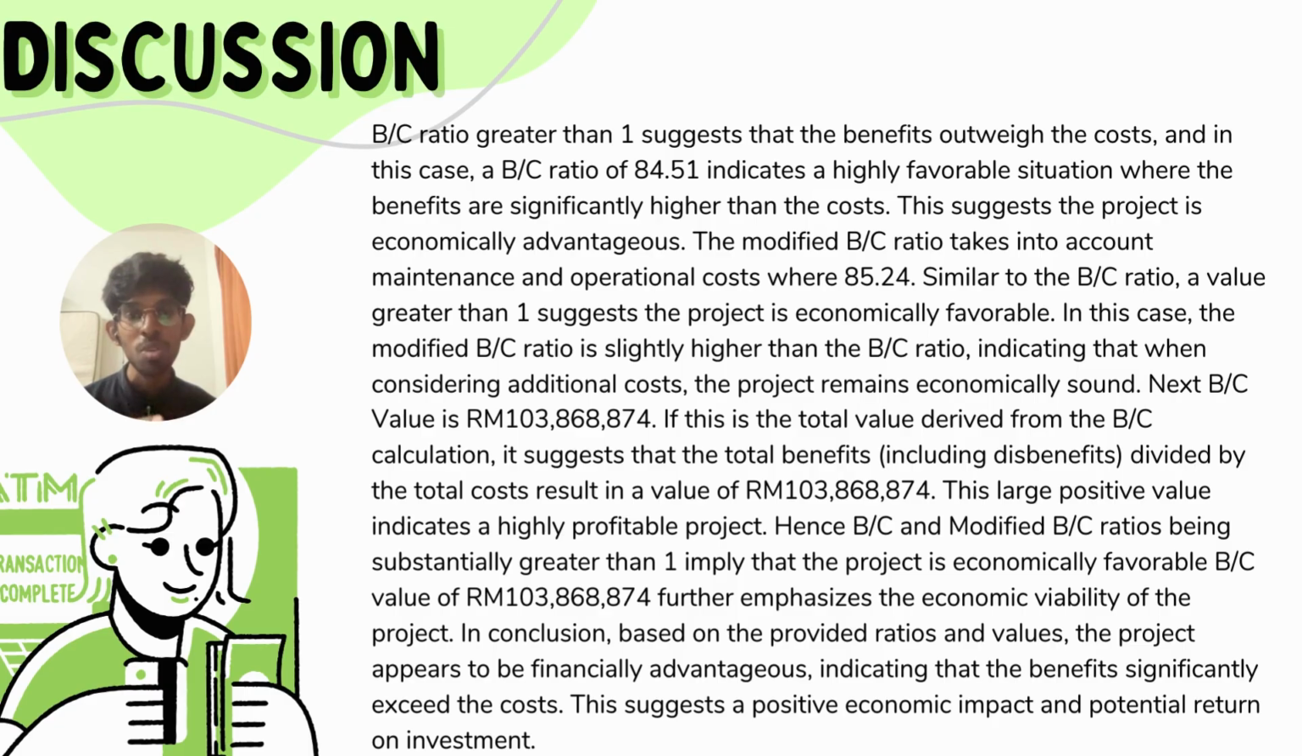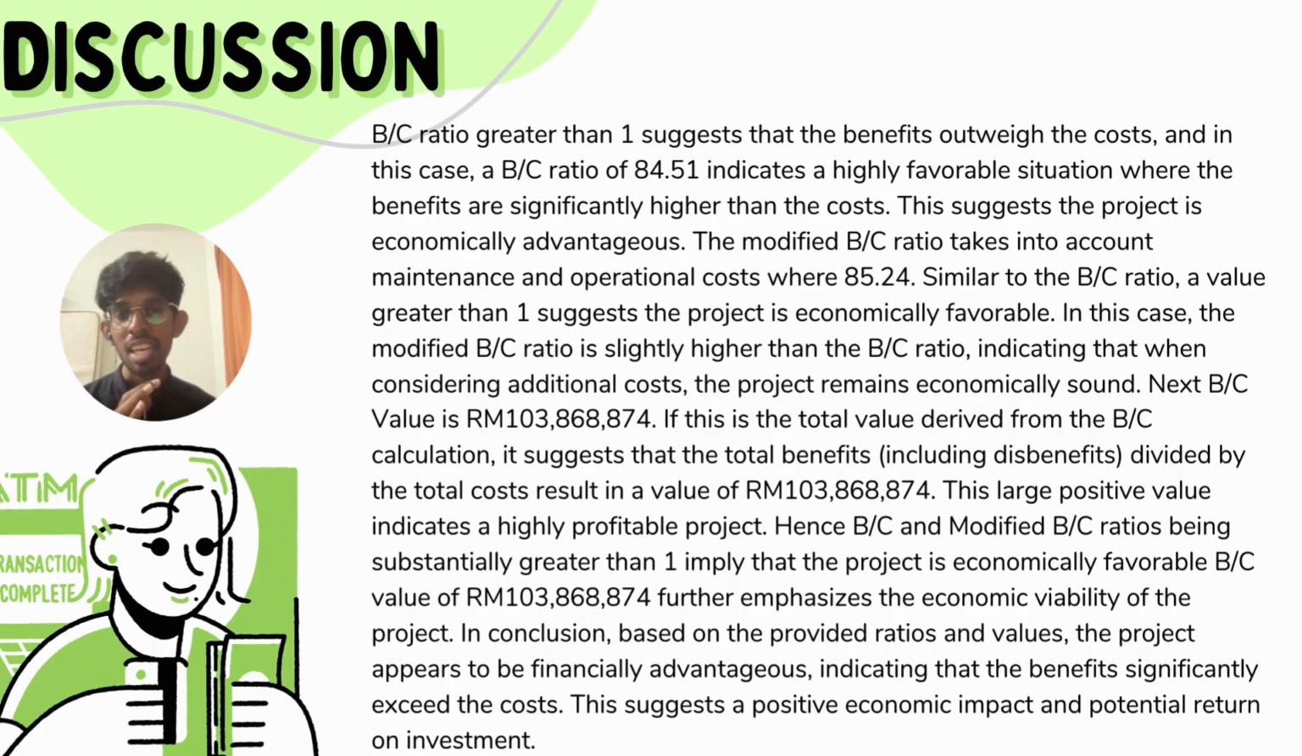and B over C value is 103,868,874 ringgit Malaysia. If this is the value, total value derived from B and C calculation, it suggests the total benefit, which is already included this benefit, divided by total cost result, is a value as I said just now. So this large positive value indicates a highly profitable project.